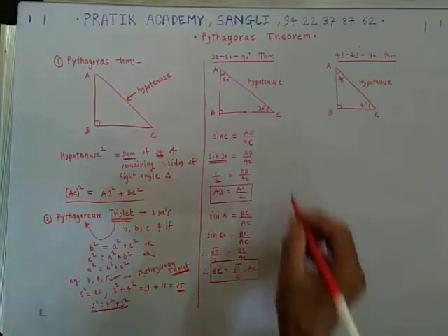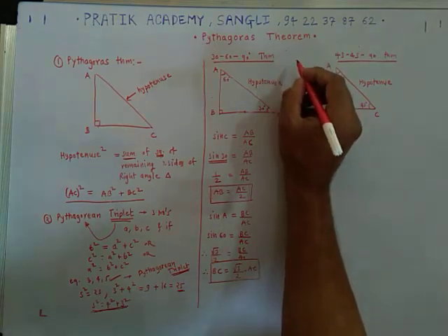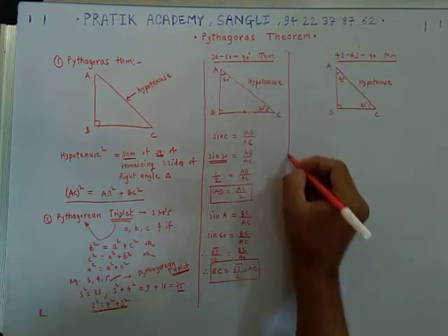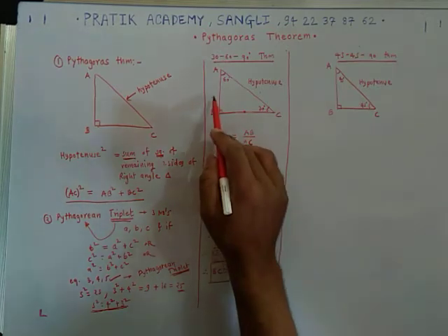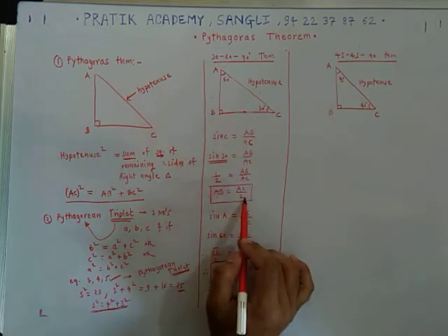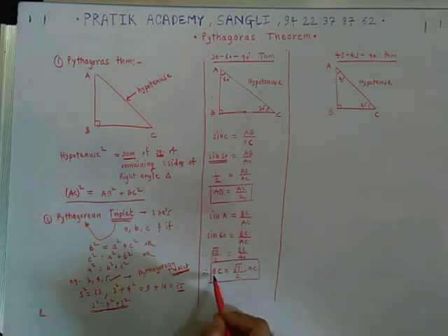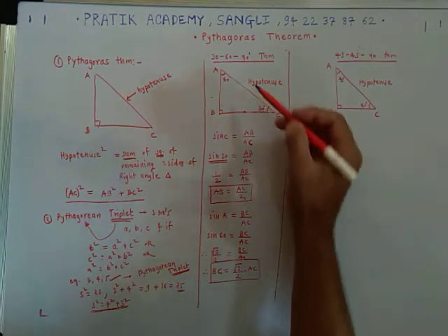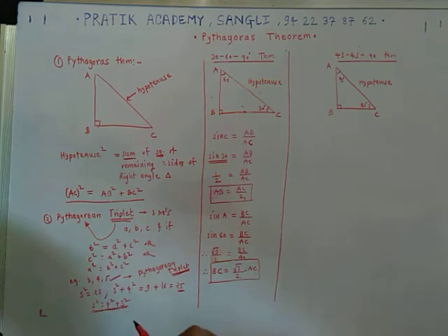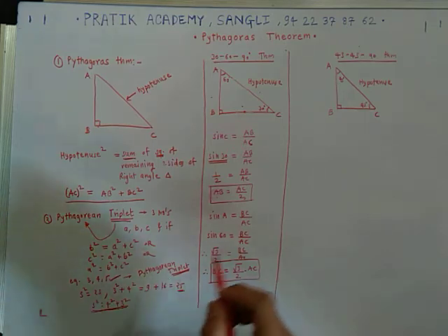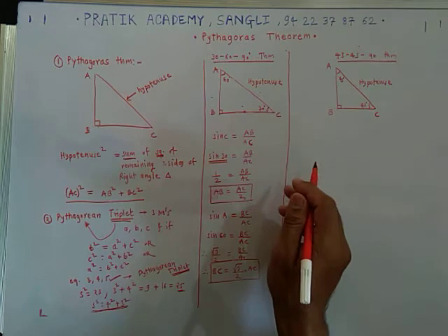Okay. That means in a 30-60-90 right angle triangle, the side which is opposite to 30 degree, here AB, is always half of the hypotenuse, and the side which is opposite to 60 degree is always root 3 upon 2 times AC, or hypotenuse. This is the second property.